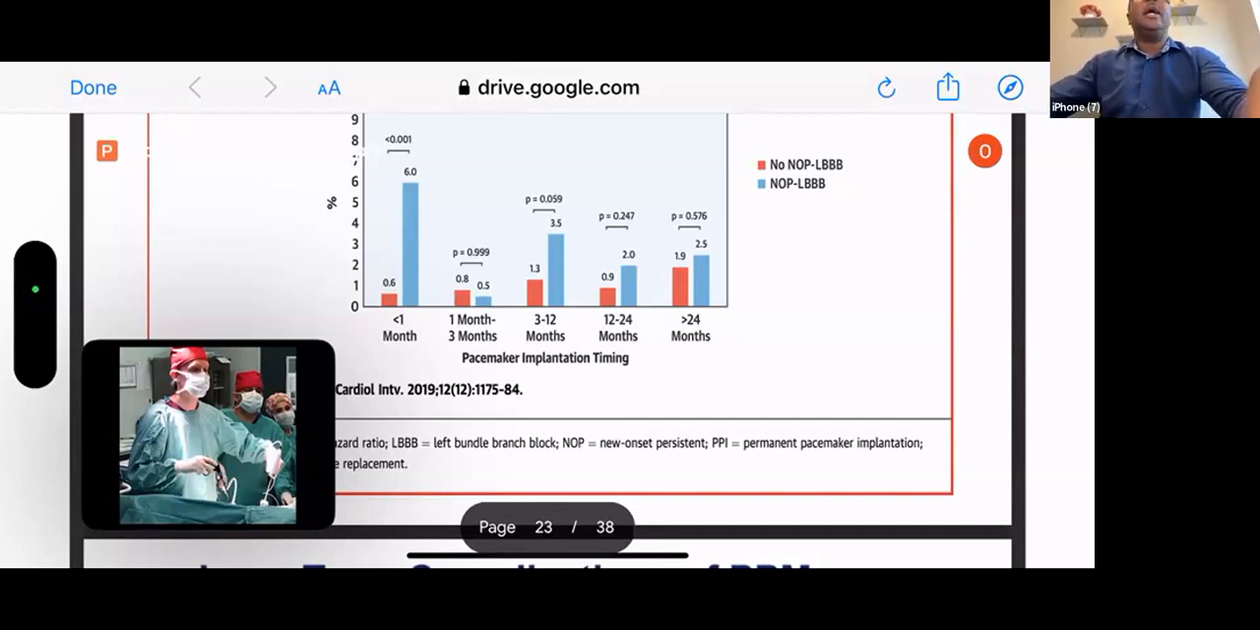We know that permanent pacemaker placement is not without complications. Even though, with people knowing how to place it, the complications of permanent pacemakers have reduced, it's still good to know that this is not a benign procedure. You don't just put it in unless it is absolutely necessary. If it's not necessary, you don't go ahead to put it in.